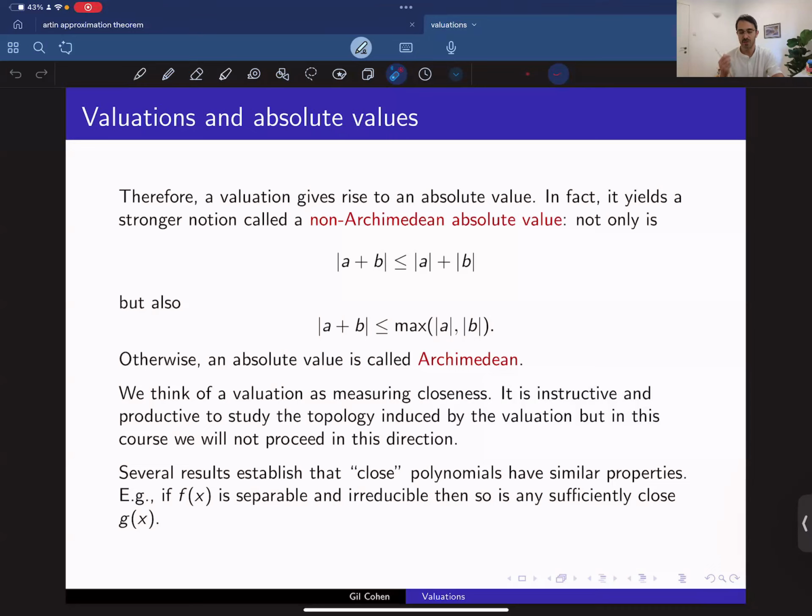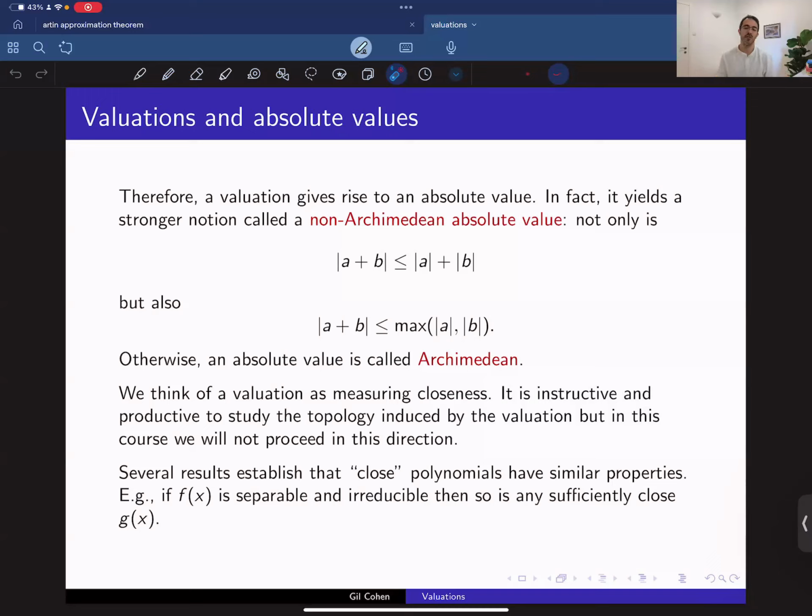So if the valuation of, say, A minus B is large, it means that A and B are close with respect to whatever metric this valuation induces. Okay, and we will see examples in a second. And as you can expect, once you have this notion of closeness, if you know topology, then it's a good idea to study the topology that is induced by this valuation. But we are not going to do it here. You usually do it when you do algebraic number theory, but we just don't need it here.